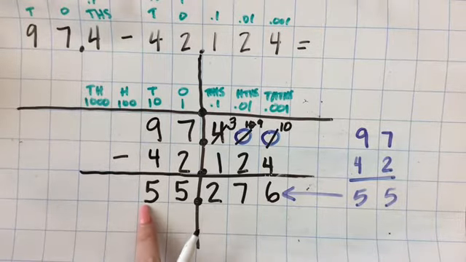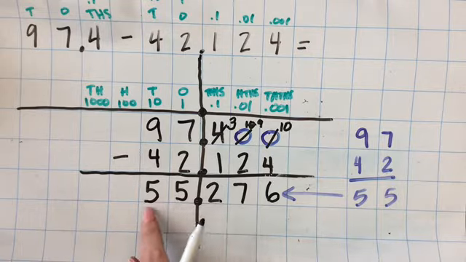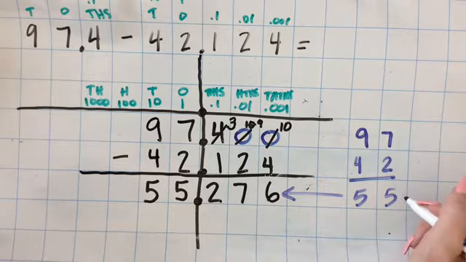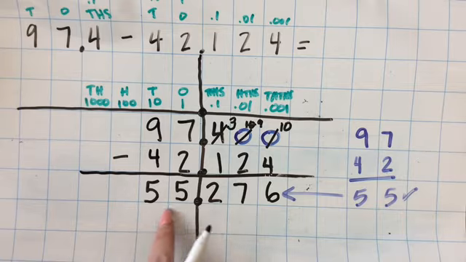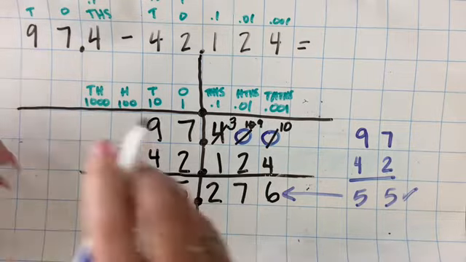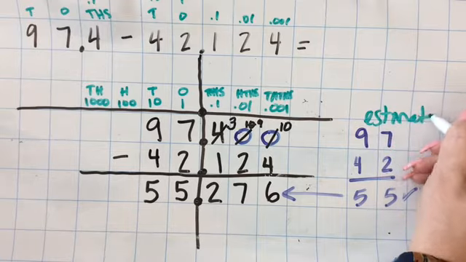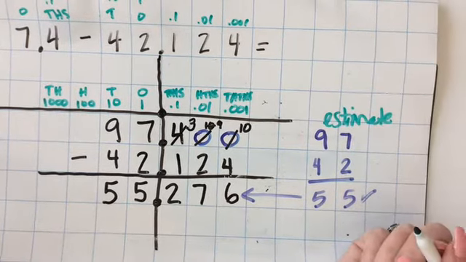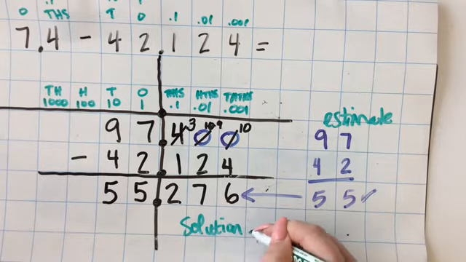55 is very close to 55 and 276 thousandths, because 55 and 276 thousandths is much closer to 55 than 56. And it totally makes sense that my decimal is right here, because I have 55 as a whole number, and 55 is what I got when I did my estimate. So here I have my estimate. Here is my actual solution.